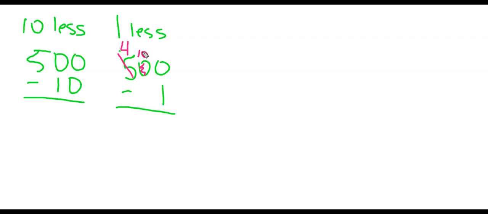So can I still do 0 minus 1? No, I can't. So I have to borrow from the 10. I get a 9. Now the one that I borrow goes to the right. Okay? And instead of 0, I get 10. Now can I subtract? Yes. 10 minus 1 is 9. 9 minus 0 is 9. And 4 minus 0 is 4. So 1 less than 500 is 499.